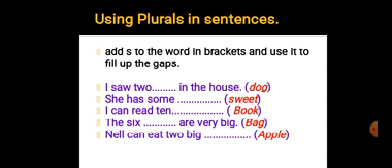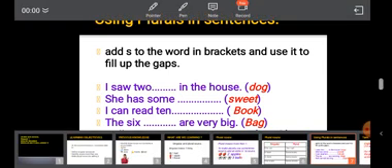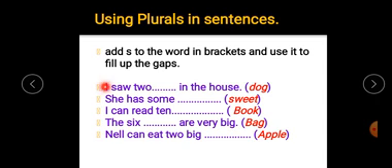Sentence 1. Let me use my pointer. Sentence 1. I saw 2 dash in the house. TWO is 2. Now it says add S to the word in bracket. That's the noun that you need to use. This is the bracket. Can you see the bracket? So what word is in that bracket? Dog. That means you have to use the word dog in plural to fill in the gap.